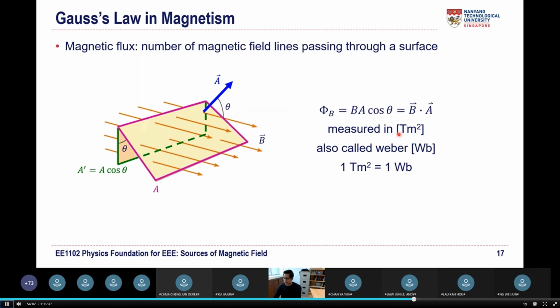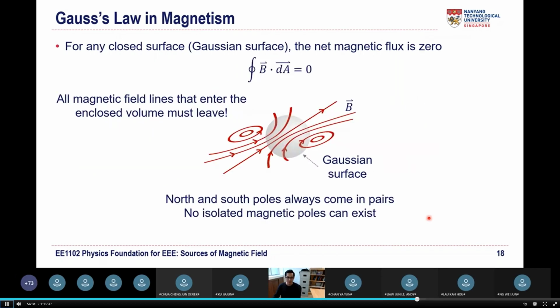Okay, and the unit for this is going to be Tesla meter squared, because that's Tesla for the magnetic field, and meter squared is coming from the area. It's also called Weber, whose short form is Wb, and 1 Tesla meter squared is equivalent to 1 Weber. I was just introducing magnetic flux so that we can talk about Gauss's law in magnetism.